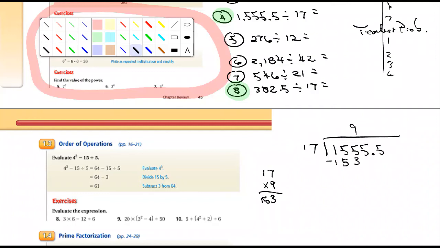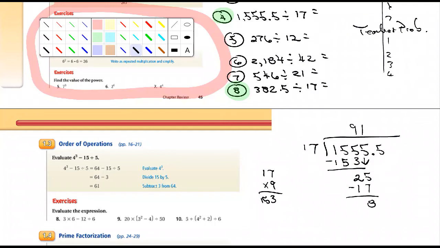And where is my note? Okay, so we subtract, and that's going to be 2. And then I need to bring down the 5. Does 17 go into 25? It does. It goes in once. So I'm going to put a 17 here. I'm going to subtract. 17 from 25, that's going to be 8.